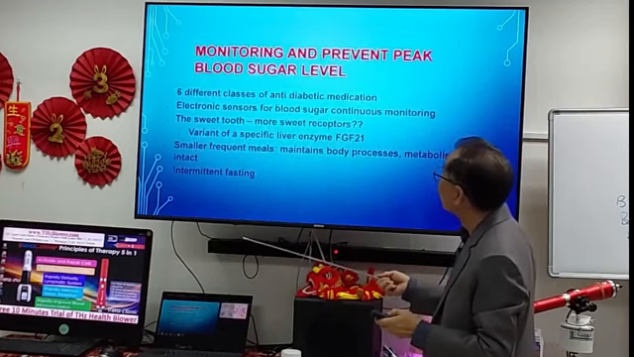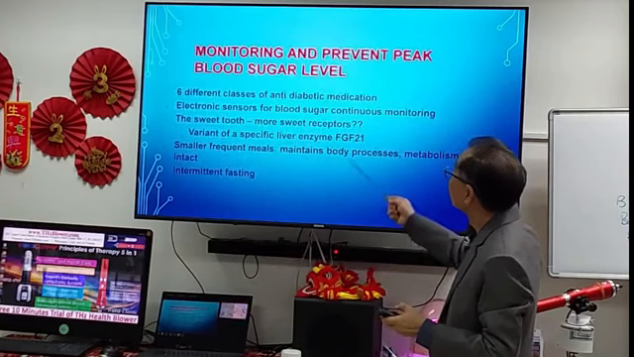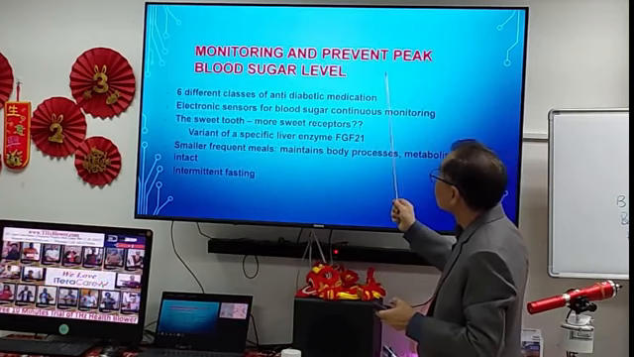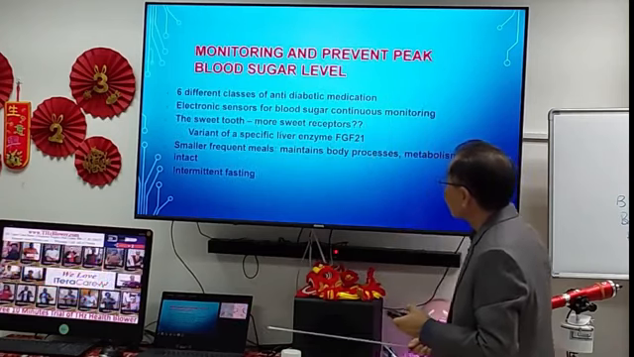我现在有11了，真的我没有骗你的。 Okay, 没有被骗。 preventing blood sugar levels.